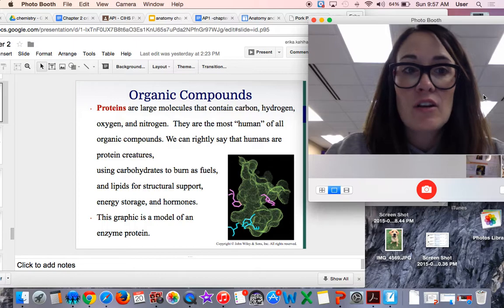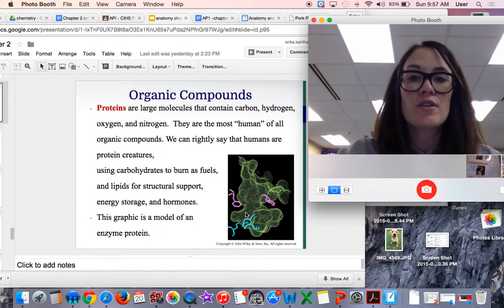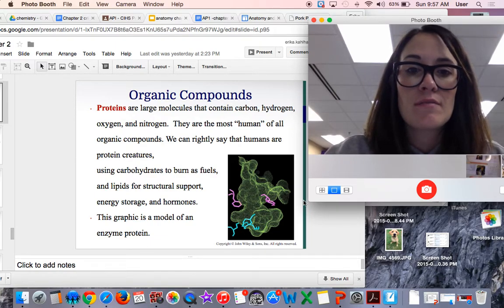Humans are made largely of proteins. Our body makes proteins. Proteins do the work. A lot of the work in our body is enzymes. So we need carbohydrates to burn for fuels, lipids for structural support, energy storage, and hormones. And proteins do a lot of the work. This is a picture of an enzyme, a protein in the body.